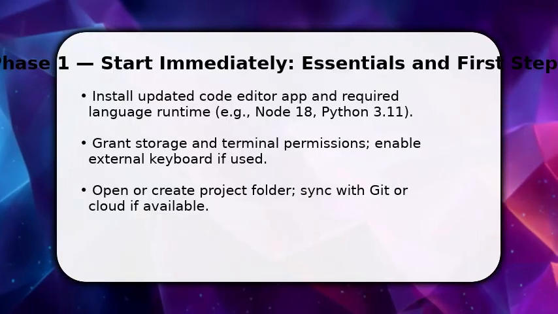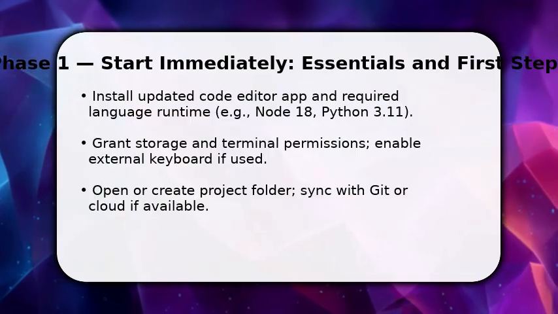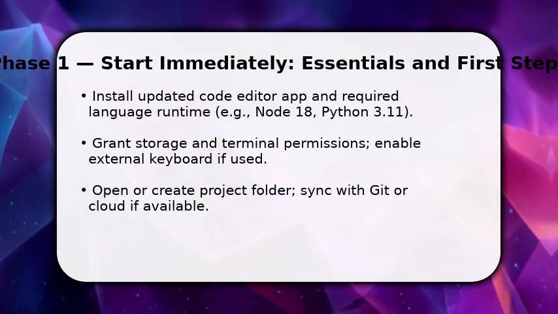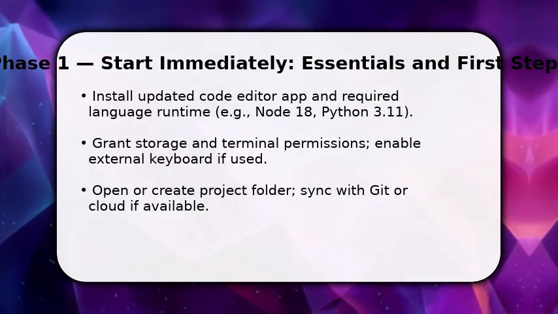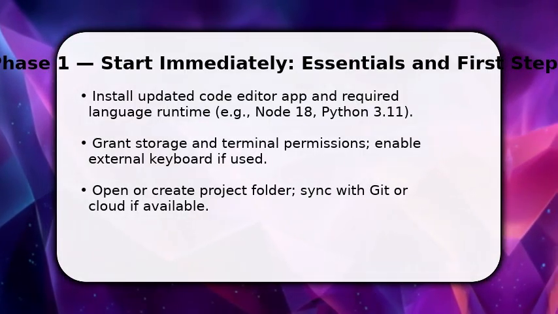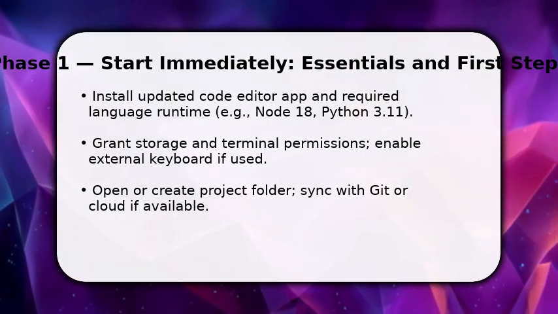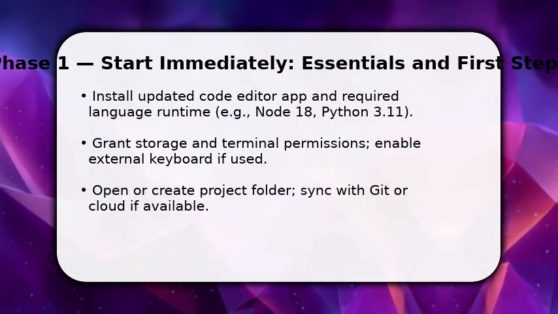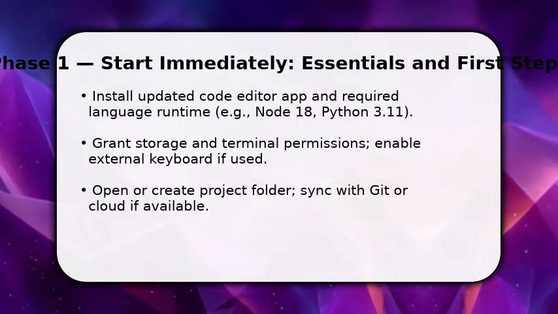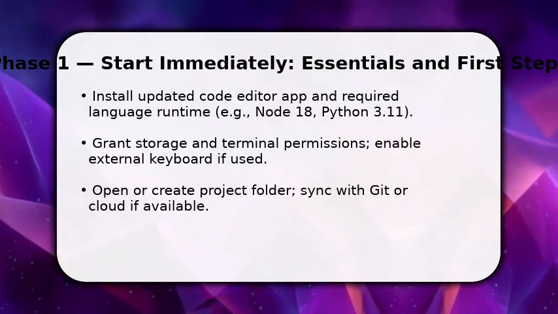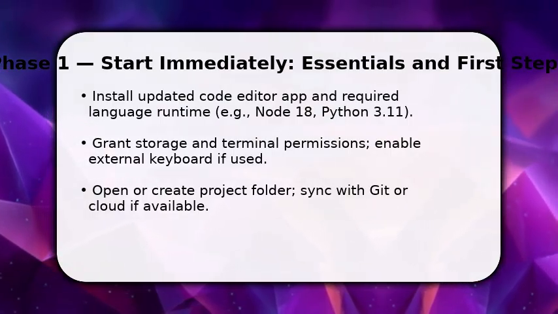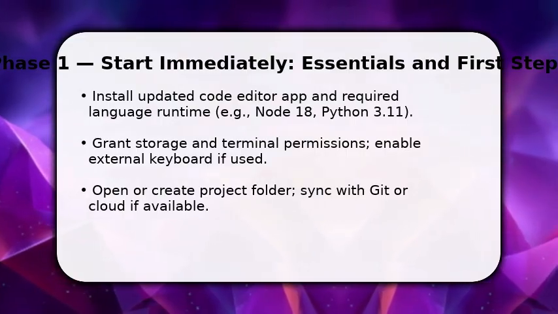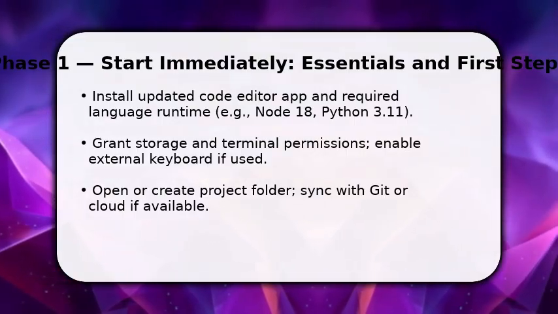You start by preparing essentials and opening your project now. Install the updated editor and the matching runtime, then grant storage and terminal permissions so the app can read files and run commands. Once done, create or pick the project folder and link it to your Git or cloud repository. This saves time later. Make sure you enable external keyboard and file access if you plan to import libraries, because those steps remove friction before coding. Now you're ready to begin editing.